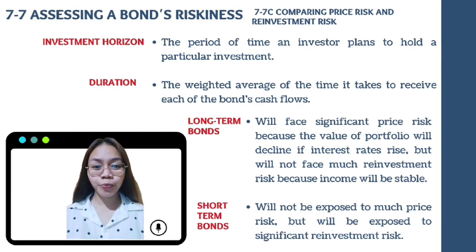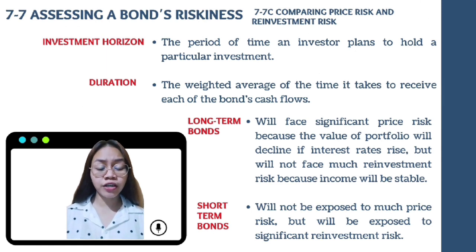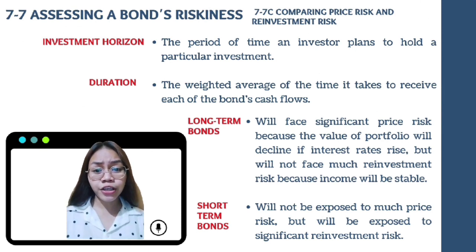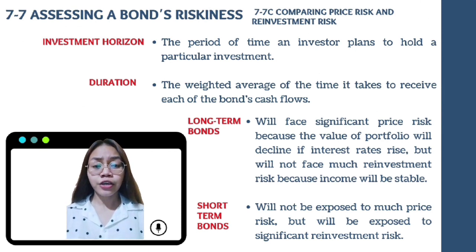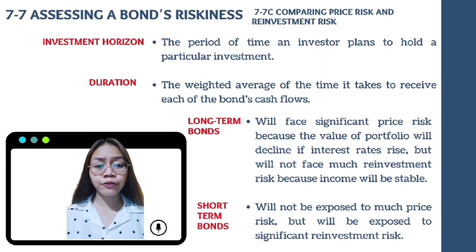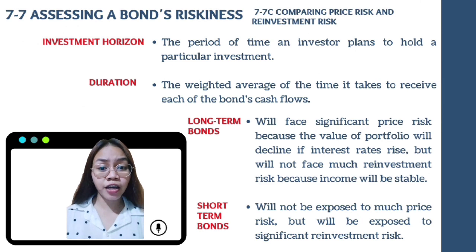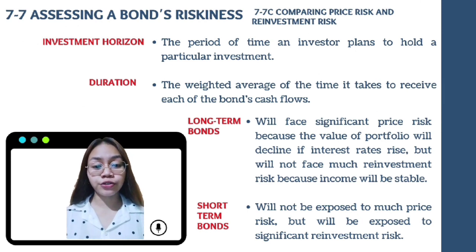Investment horizon is the period of time an investor plans to hold a particular investment, while duration is the weighted average of the time it takes to receive each of the bond cash flows. And the long-term bond will face significant price risk because the value of the portfolio will decline if interest rates rise, but will not face much investment risk because income will be stable. While a short-term bond will not be exposed to much price risk, but will be exposed to significant investment risk.